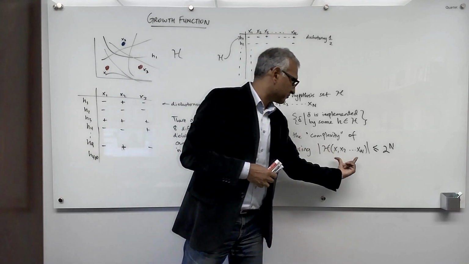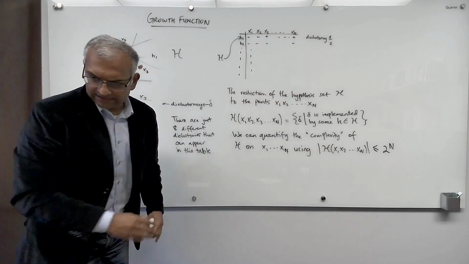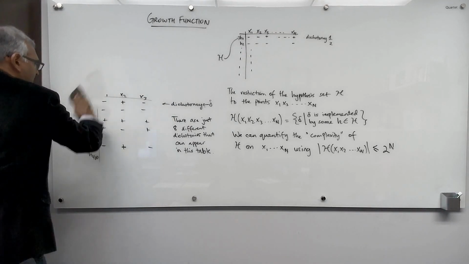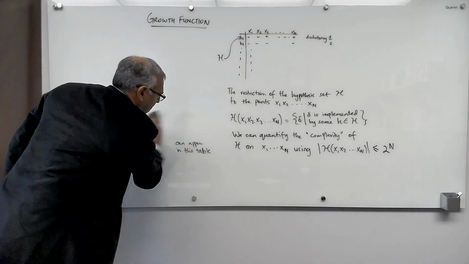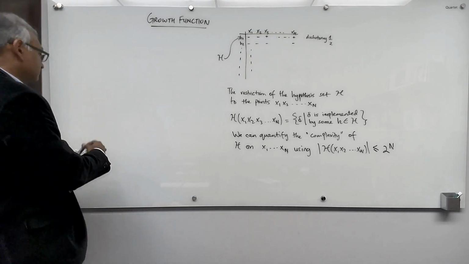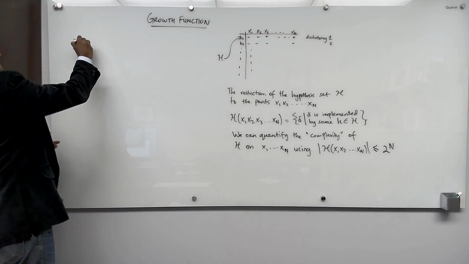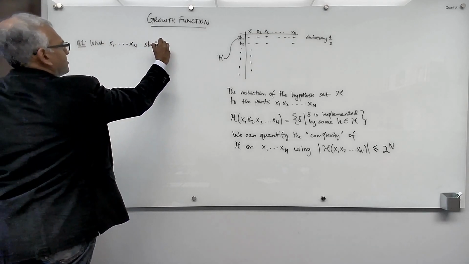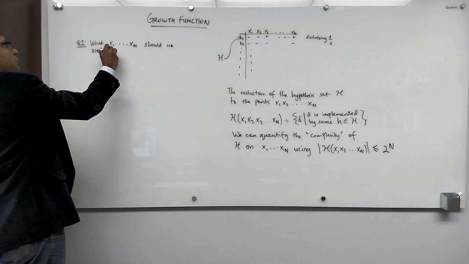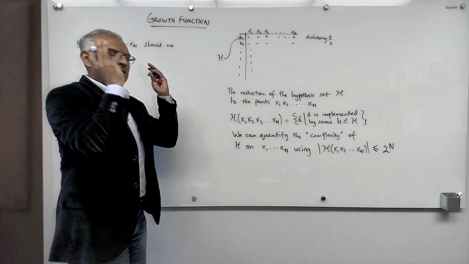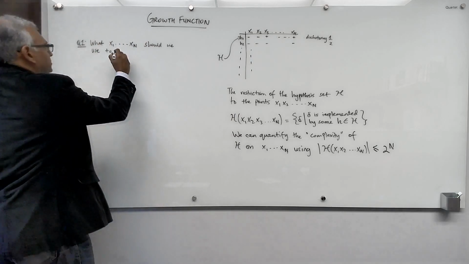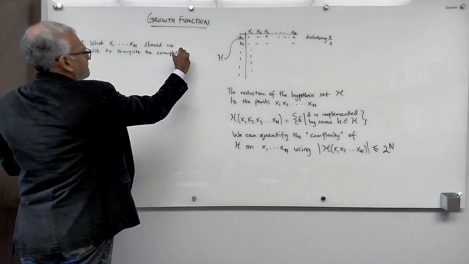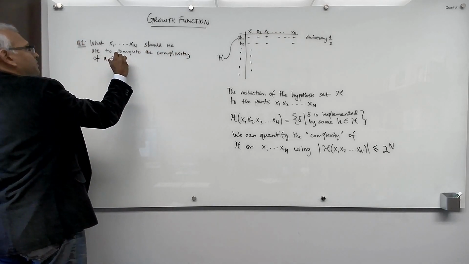That's the first question. So question 1. What x1 to xn should we use to compute the complexity of a hypothesis set?